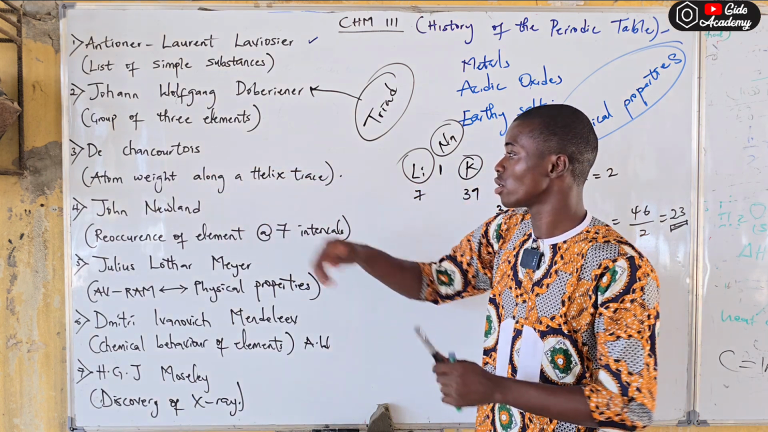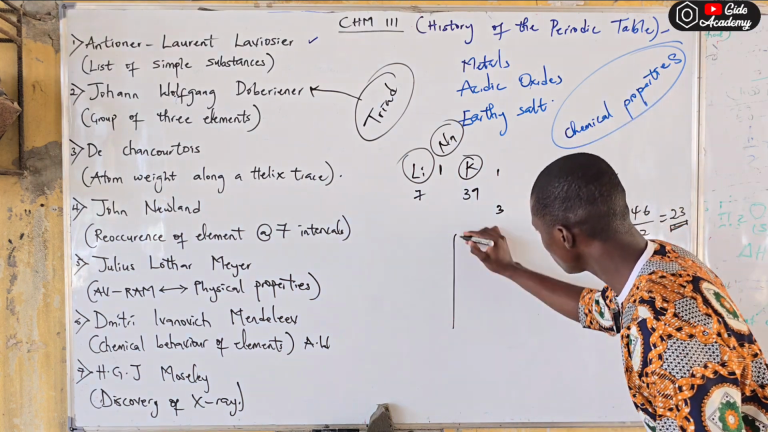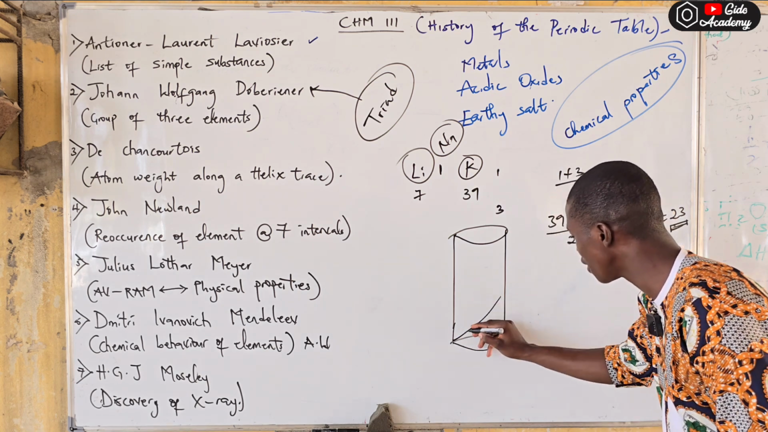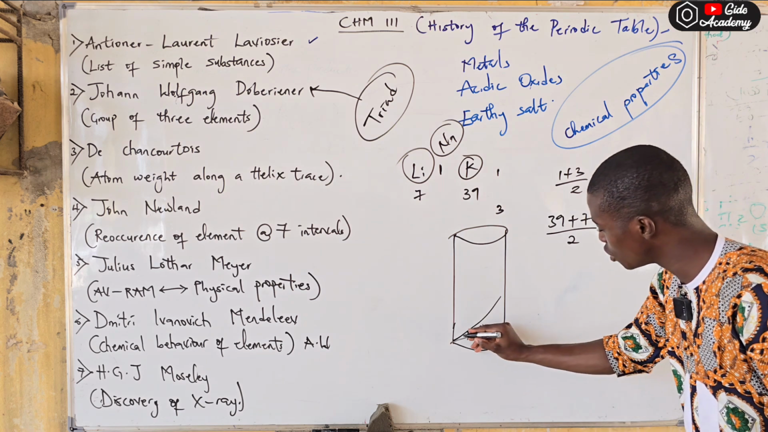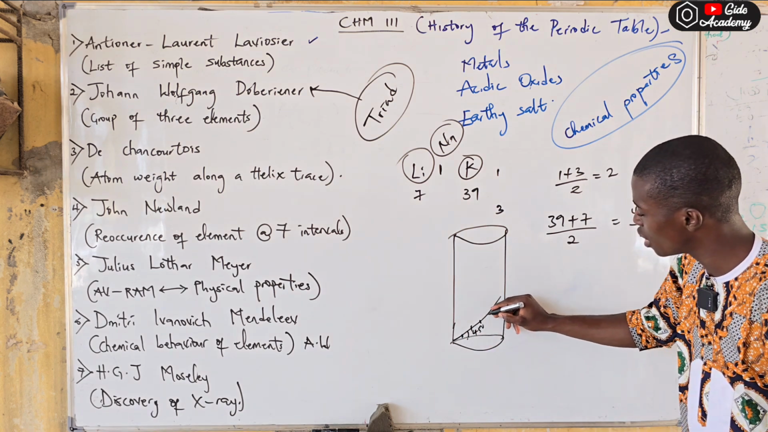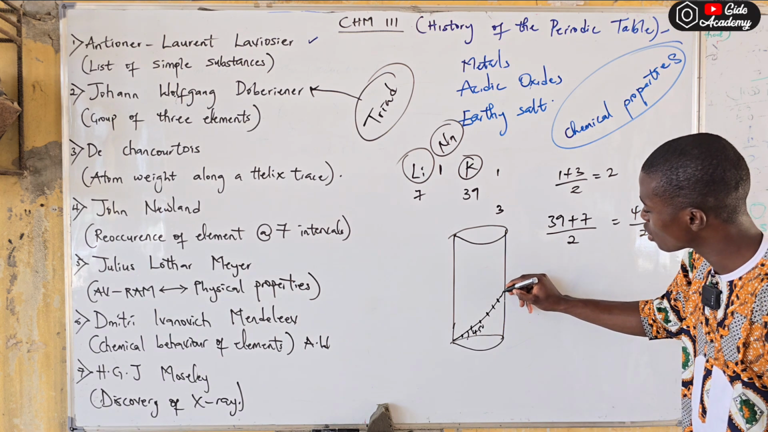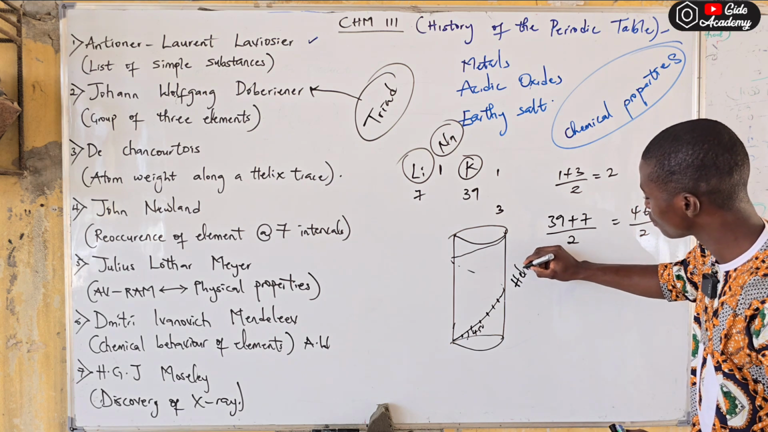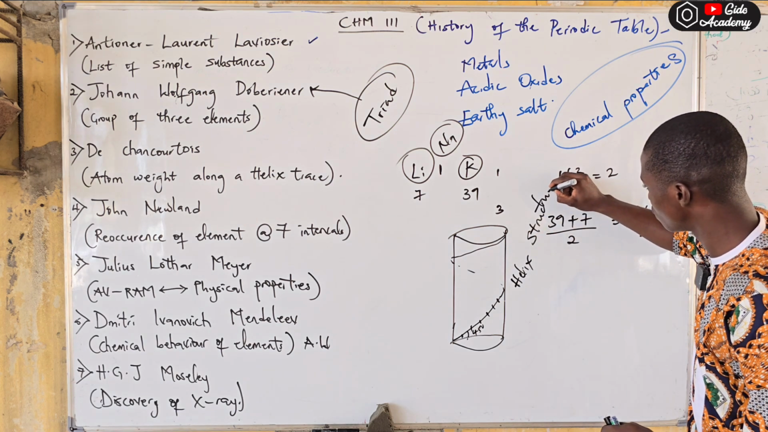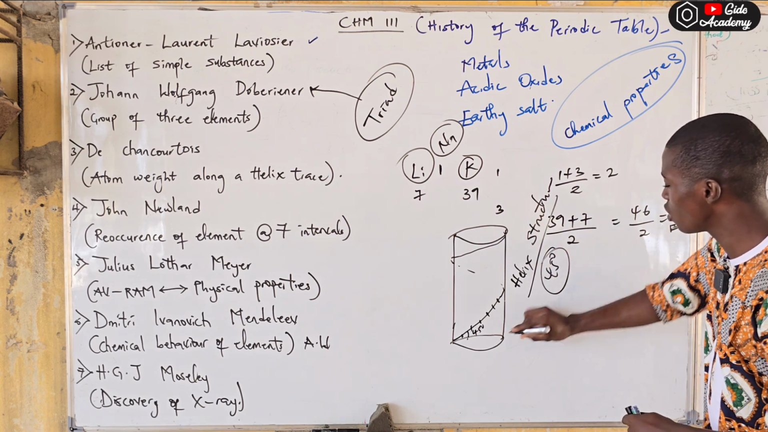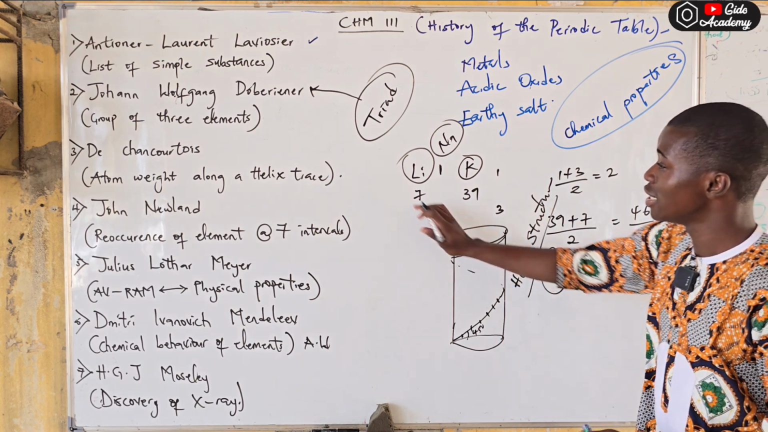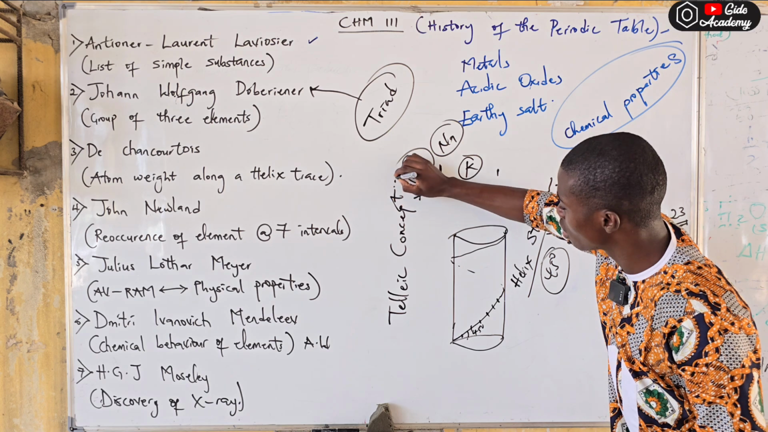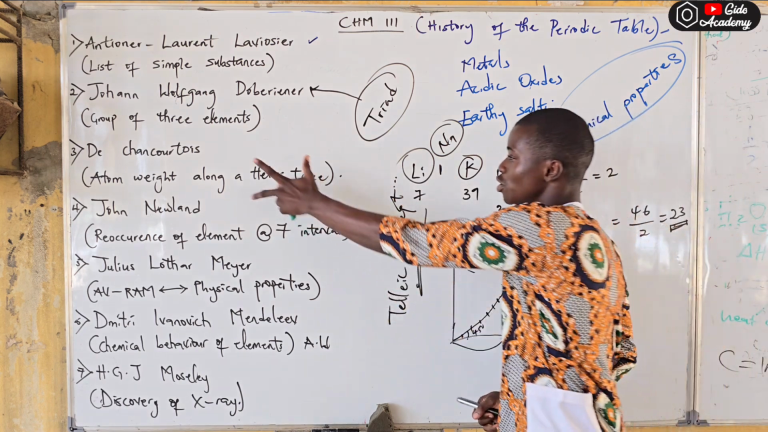his classification gained no support because he used the helix structure. He plotted the elements in the periodic table in a cylinder following the angle of 45 degrees. So that means if you want to write hydrogen, your hydrogen will be here, your helium will be here, your lithium here, your beryllium here, your boron here. This was how he classified the whole elements in the periodic table, using a helix structure, which is a cylinder structure with an angle of 45 degrees. This whole classification is called the telluric concept. So that was the de Chancourtois periodic table.